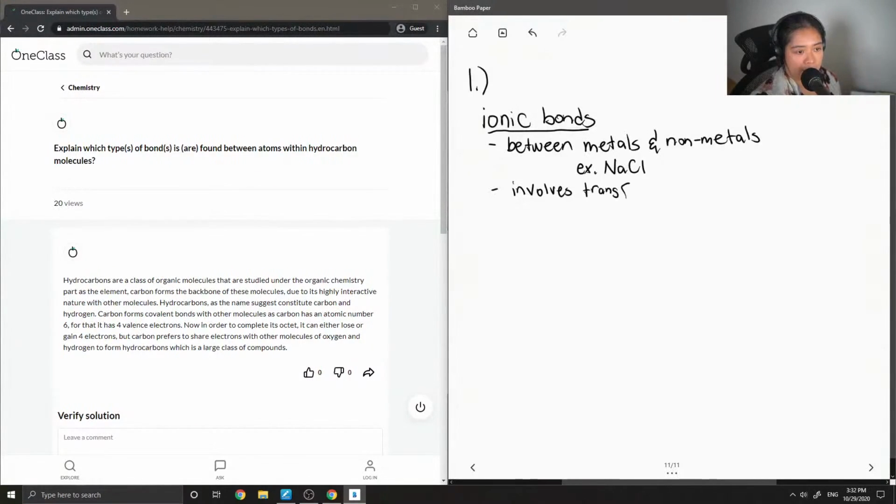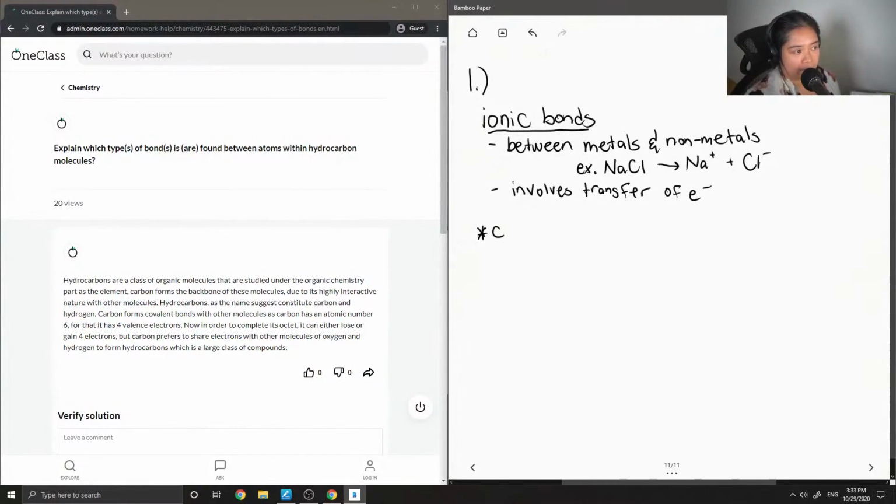So basically, either the metal would lose an electron and become positive, and the nonmetal, like chlorine, would gain an electron and become negative. Let's say for this, basically it would look like Na plus and Cl minus. So those are ionic bonds.